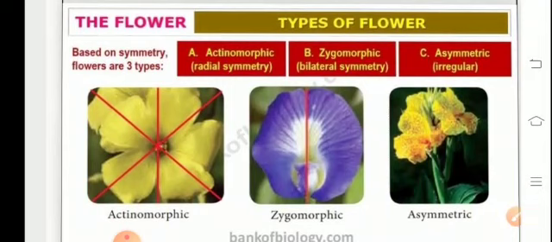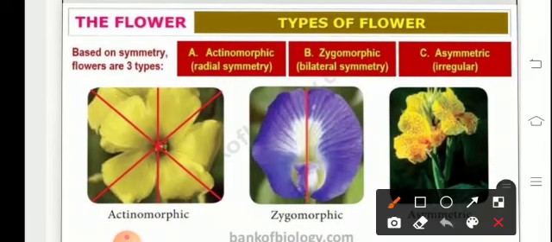According to the symmetry, the flowers can be divided into three types. That is, the asymmetrical flowers, which exhibit irregular symmetry. That means the flower cannot be divided into two halves along any plane. Example, Canna indica. Symmetrical flowers exhibit radial symmetry and bilateral symmetry.